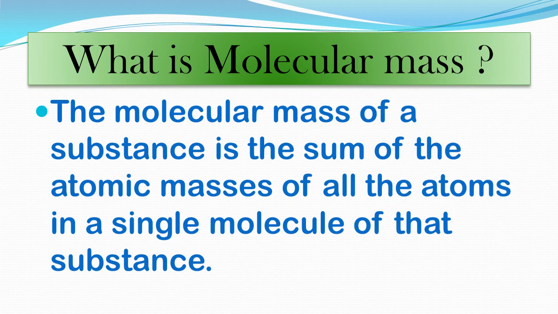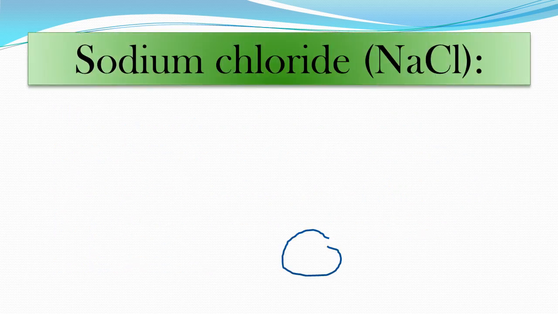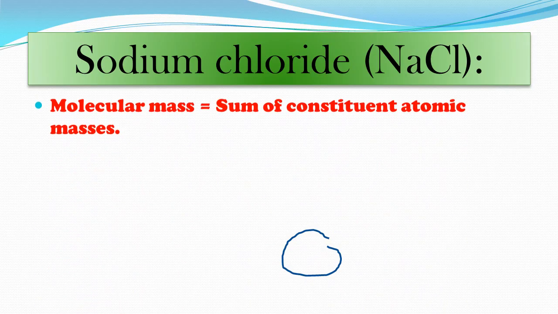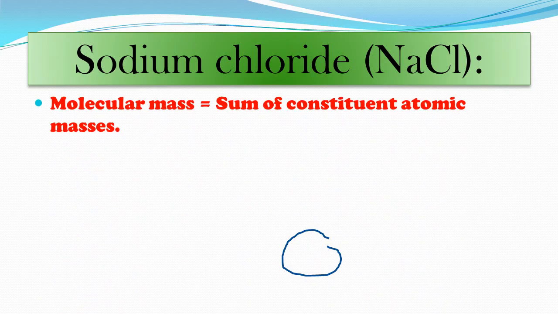Now let's solve some questions based on this. First is sodium chloride, that is NaCl. Let's find out the molecular mass. The formula for molecular mass is the sum of the constituent atomic masses. That means in sodium chloride, NaCl, two atoms are there, sodium and chlorine, Na plus Cl.